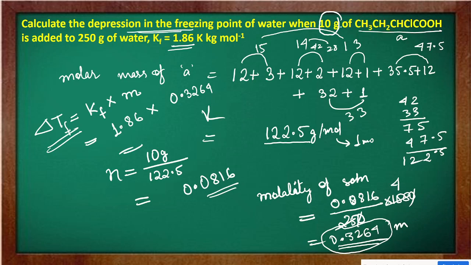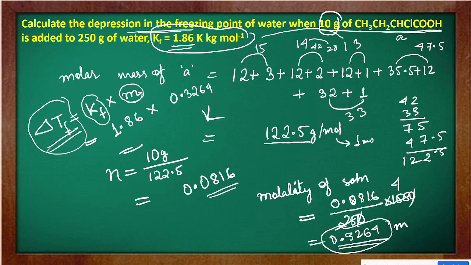Here the main thing is that first of all, from the given information you have to calculate the molality, and that molality you have to multiply with this value, because delta TF, the depression in the freezing point, is equal to the freezing point constant multiplied by the molality. So you just need to calculate the molality here. The molality we got is 0.3264, and when you multiply these two, you will get your depression in the freezing point.